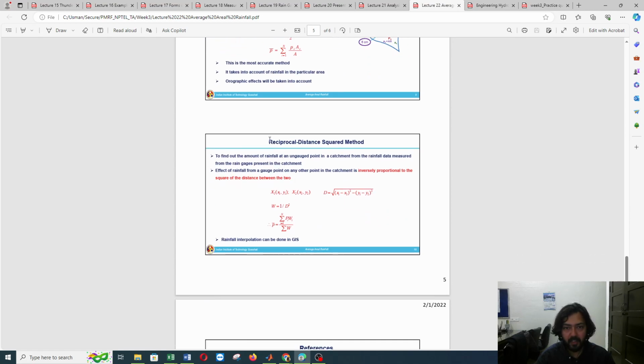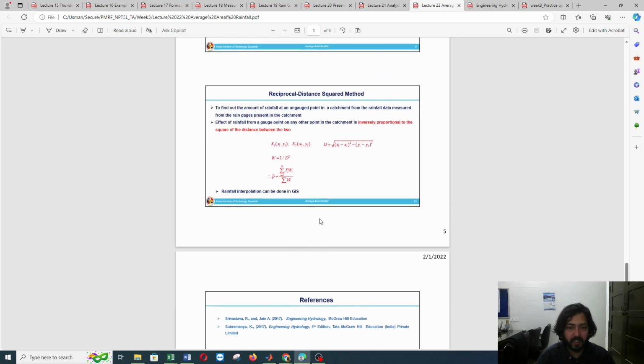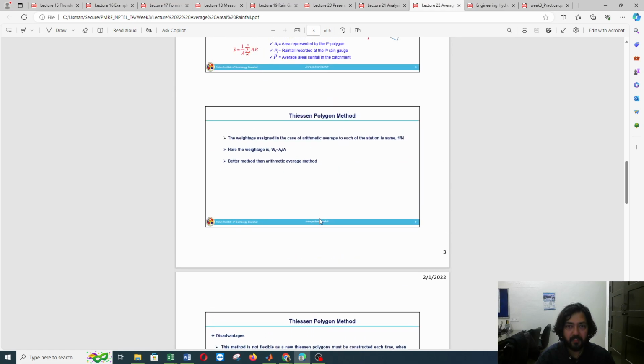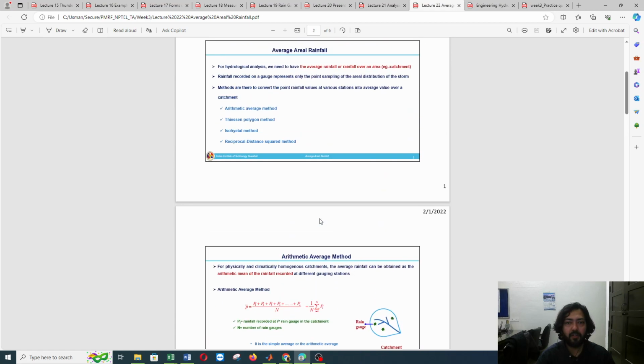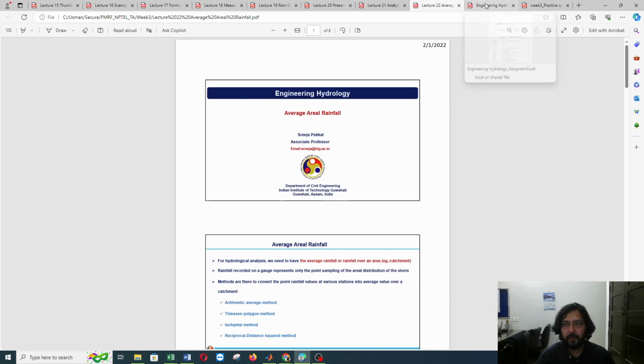Now this is how they've shown here how the reciprocal distance square method, or inverse distance square method, works. We have already seen this. They calculate the distance squared, d value, then they take the weightage as 1 upon d squared. Then by using this value, they interpolate. This can be done in GIS also. As I've told, this method is used in GIS. So these are three different ways in which we can take the average of rainfall, right?